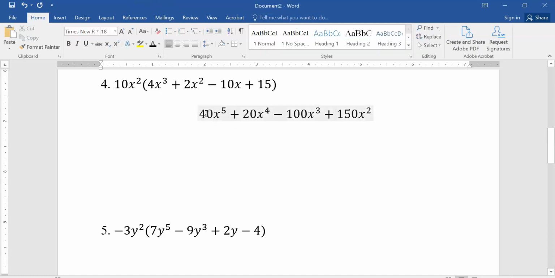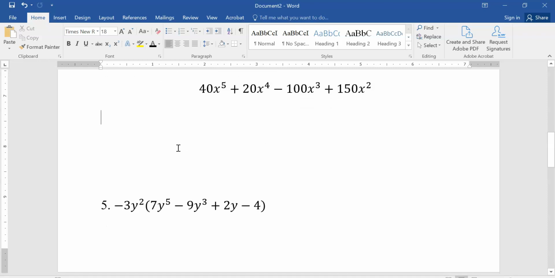So that's it. Notice that x to the fifth, x to the fourth, x to the third, x squared. Each of these four terms is distinct. There's no combining like terms like we did in section 3.3 because none of these terms are like terms with each other.